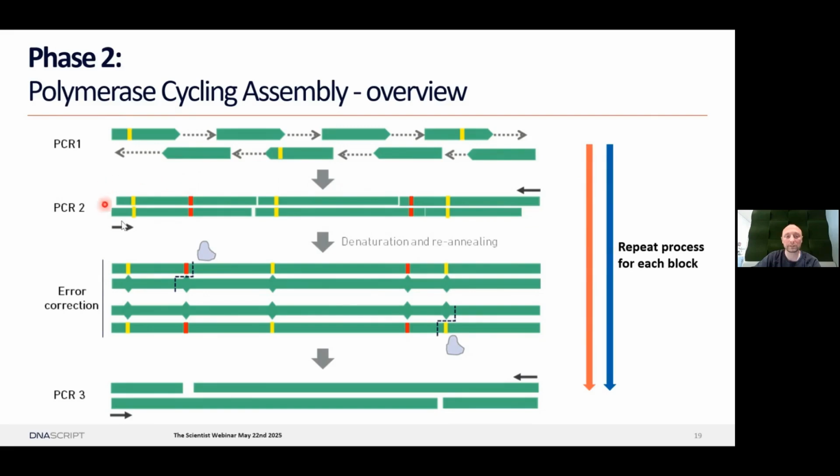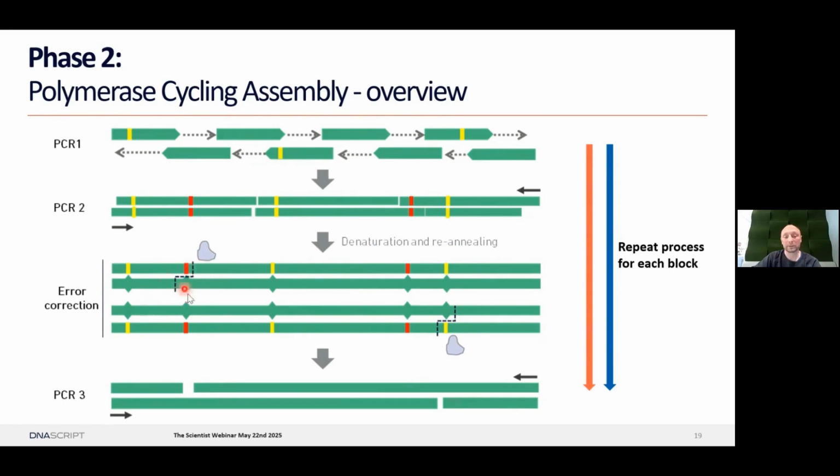But of course, this fragment contains errors, the same errors that are in your oligos, and errors that can be added during the DNA amplification. To remove part of those errors, you can perform error correction. There are many possibilities on the market, but most of them are based on cleavage. You denature your fragments and reanneal, and by doing this, you create mismatches in the sequence that are detected by enzymes that will cleave at the sites of the mismatches.